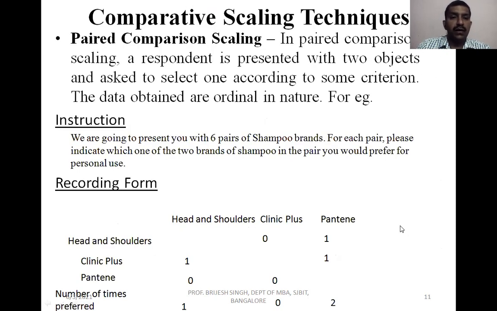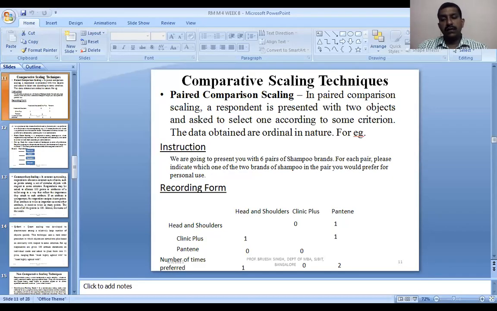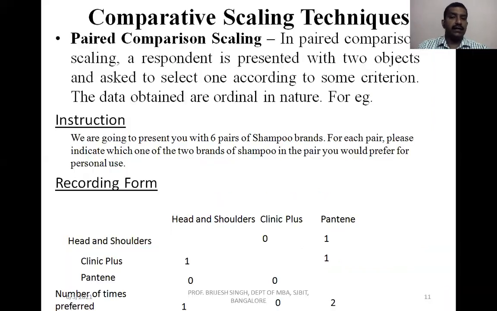Next, we have paired comparison scaling. In paired comparison scaling, a respondent is presented with two objects and asked to select one according to some criteria. They will be selecting based upon the requirement, like which one is right, which one is good, or which one they feel is very much required.